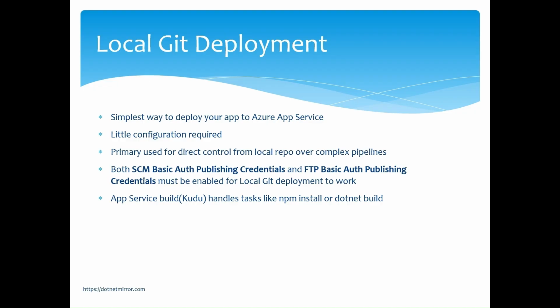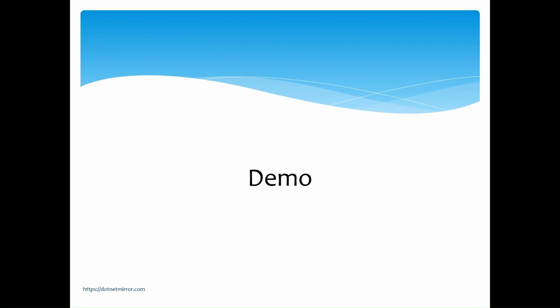So this particular option requires that you enable SCM basic auth publish credentials on the app service, and also you have to enable FTP publishing. I will show that when I show the demo. And whenever you are doing a deployment with local Git, in the background the app service build, which is called Kudu, handles all the tasks like installing the packages, building the .NET and publishing. Everything is done in the background behind the scenes for you. Let's get into the demo.